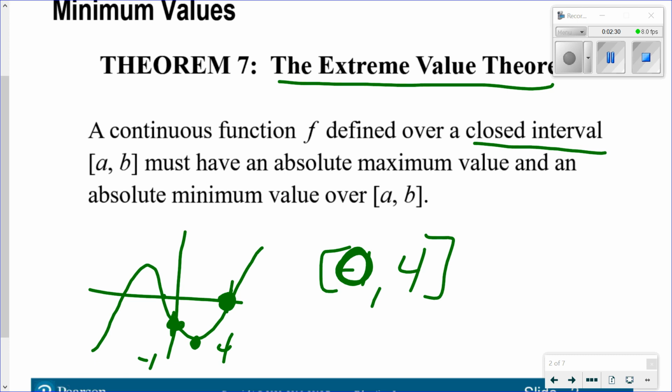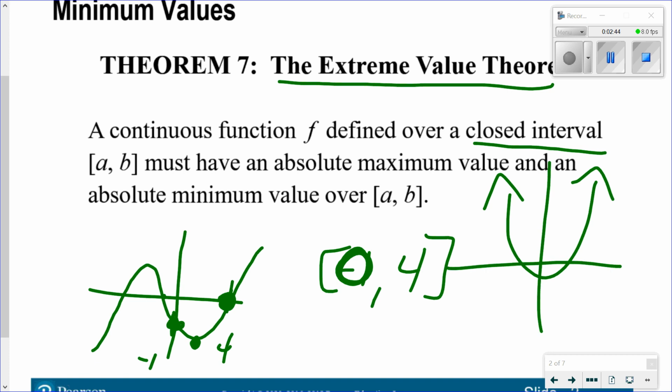Okay, so even if we have something that looks like this, that graph does not have an absolute max. However, if I close it off and I say between this spot and this spot, it does have a max, and the max would be right here. So we're going to talk about how to find the max and min over a closed interval, because we will always have both a max and a min when we close the interval off.